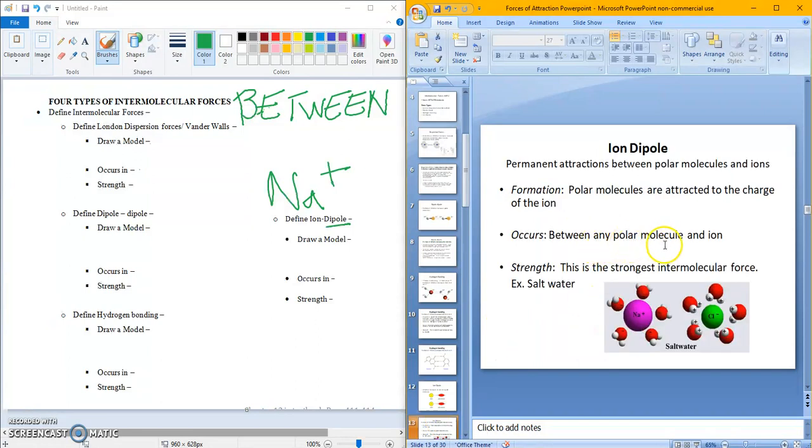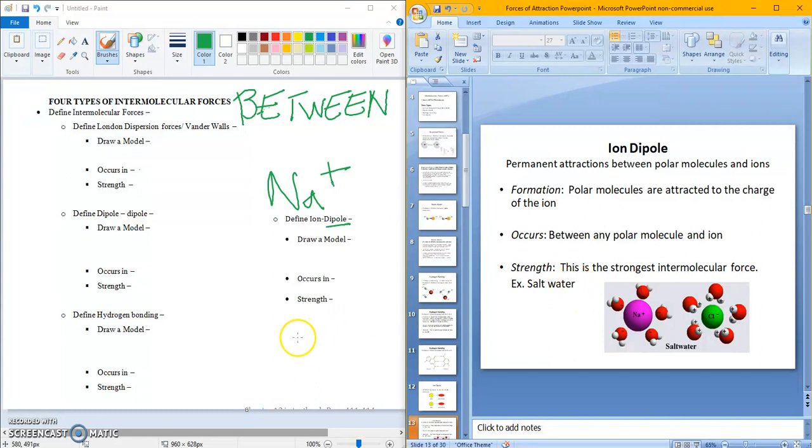Where does this occur? Well, between any polar molecule and any ion. Because ions have that charge, your polar molecule is going to be attracted. You guys have seen this in salt water. We drew this before. So we have our sodium as a cation, and the water surrounds the sodium and pulls the sodium and the chlorine apart. If you think about it, when you put salt in water, the reason why salt dissociates in water is because the attraction between a polar molecule and an ion is stronger than the attraction between a water and a water.